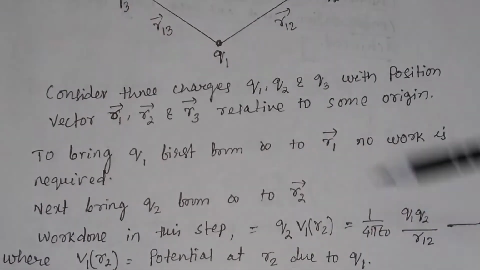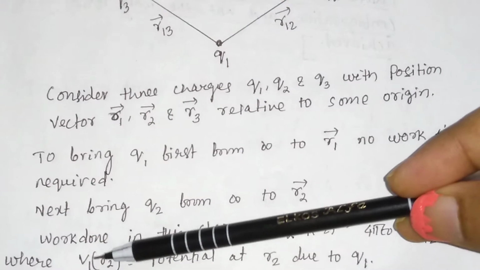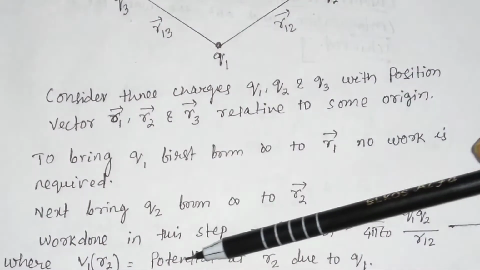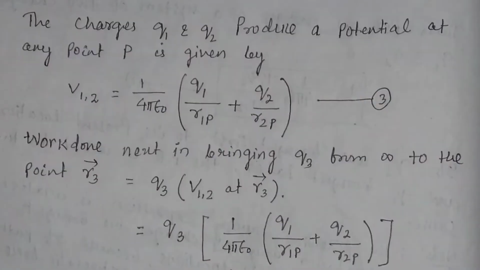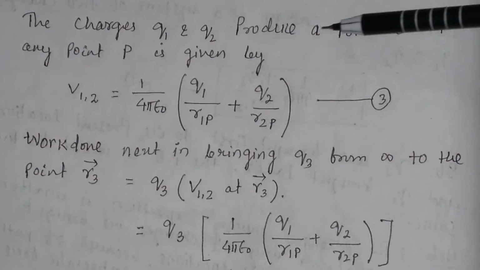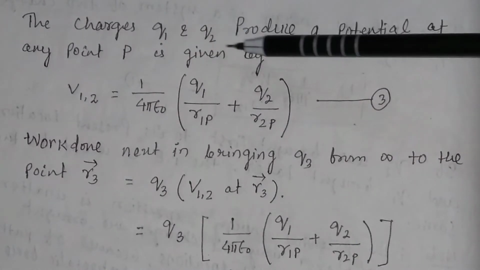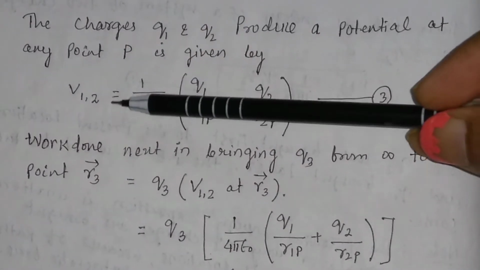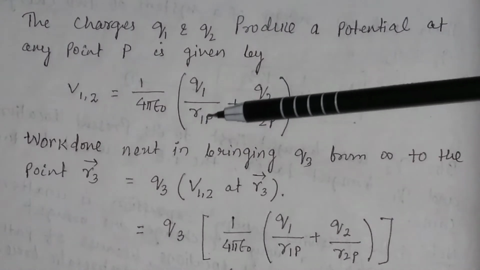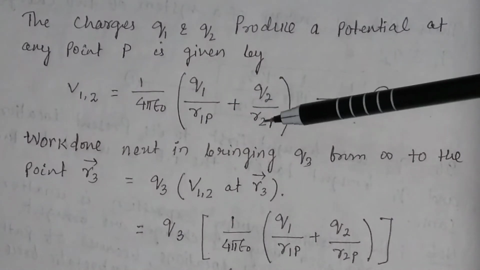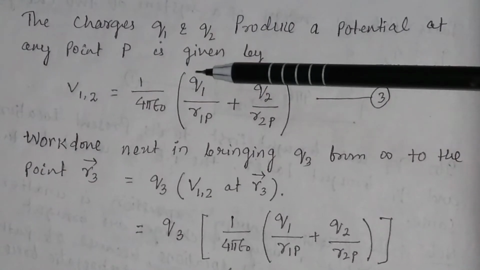You have deduced it previously, where r1, r2 is the potential at r2 due to the charge q1. The charges q1 and q2 produce a potential at any point P given by V12, that is equal to 1 by 4 pi epsilon 0 times q1 divided by r1P plus q2 divided by r2P. P is any point, is it not?